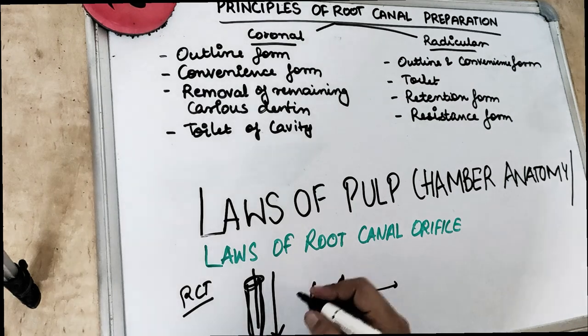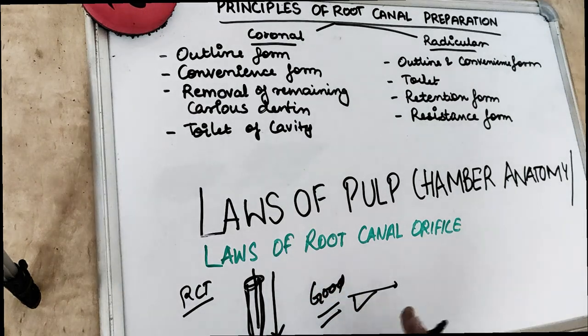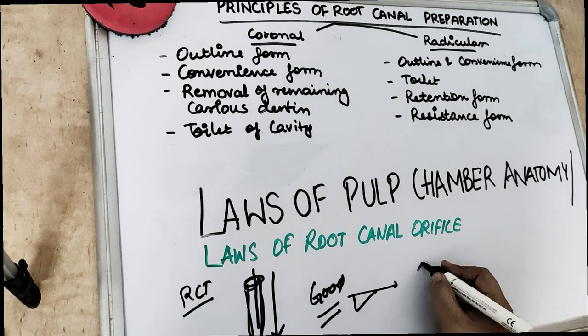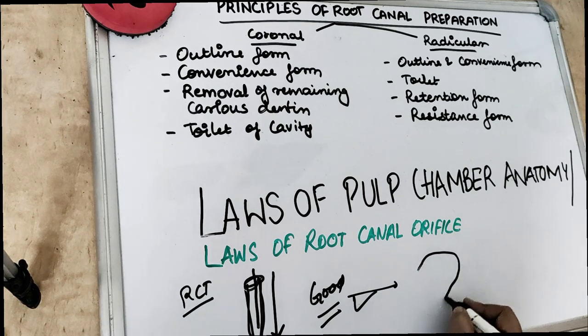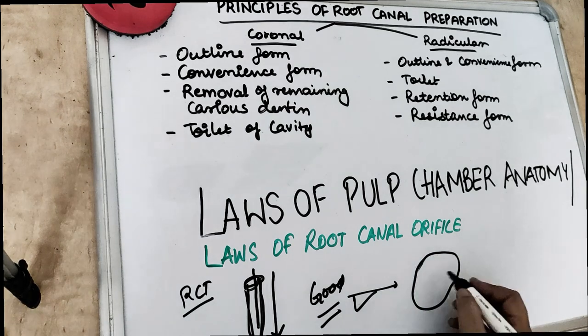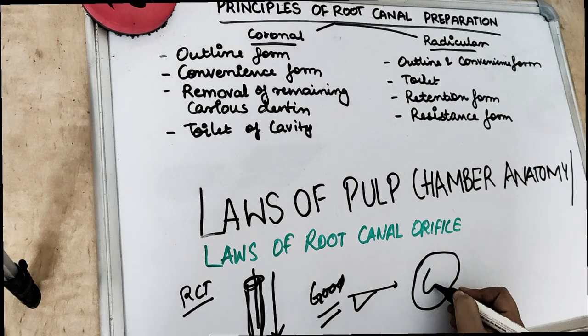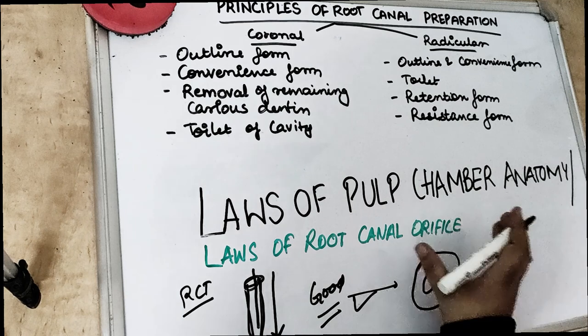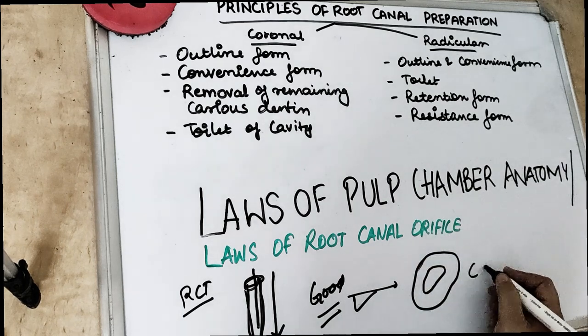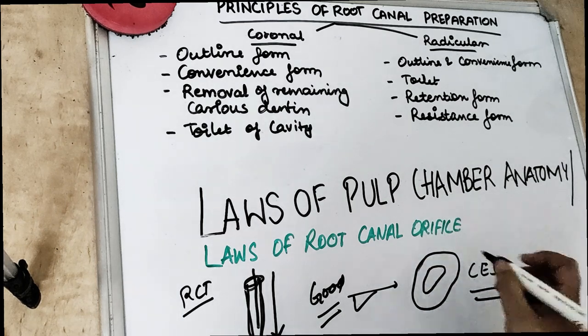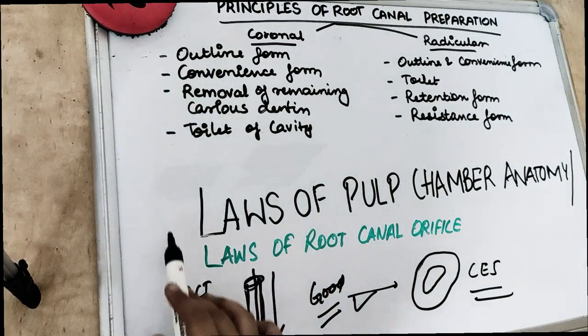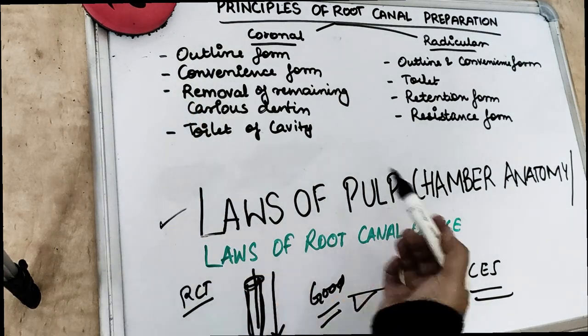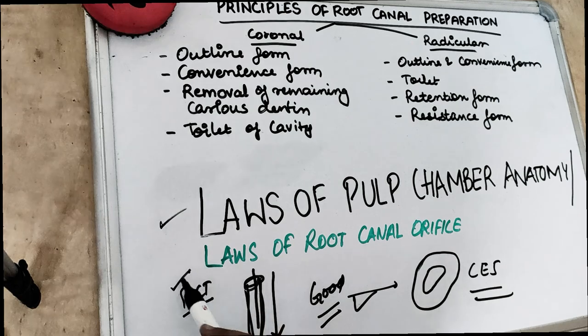And its external outline features resemble the internal anatomy of the tooth. For example, if I say that this is the external anatomy of the crown, then the anatomy of the root at our CEJ would be like this. So these are some principles which govern the laws of pulp chamber anatomy, how the pulp chamber is going to be, how a root canal orifice is going to be at the cemento enamel junction. So these all come under the outline form, these laws of pulp chamber anatomy, or we can say the laws of root canal orifice.